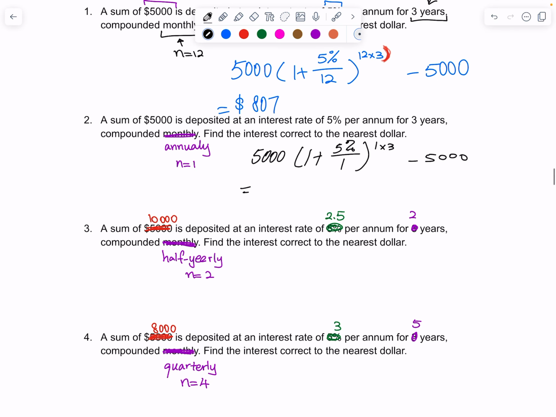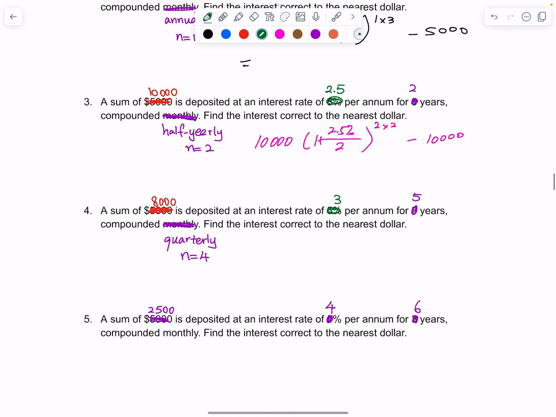Next as well, 10,000. 1 plus 2.5%. That's so expensive. Half yearly, so 2 half years, first half and the second half. 2 times 2 minus 10k.